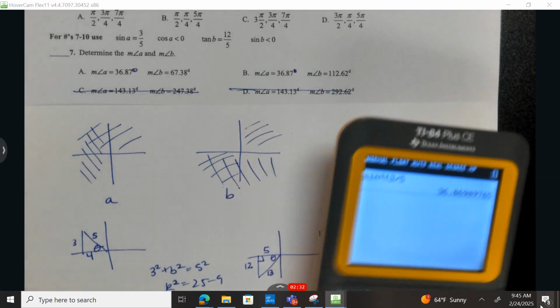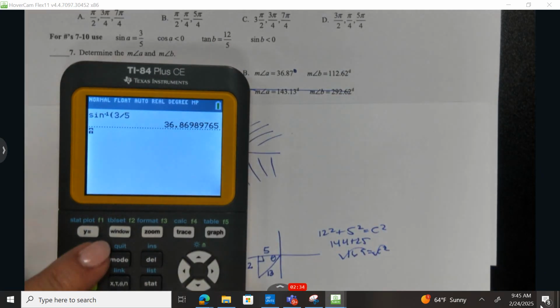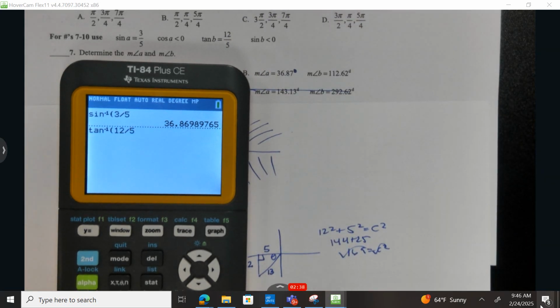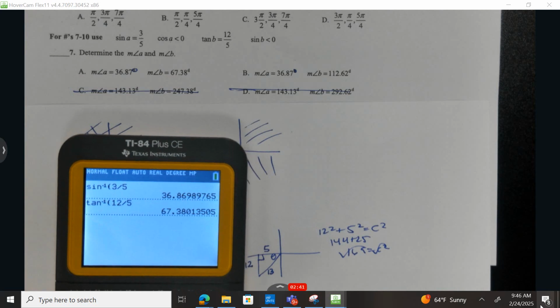Now let's figure out angle B. So we can do the exact same thing. Second tangent, so we have inverse tangent of 12/5, and we have 67.3. We can see our correct answer is option A.